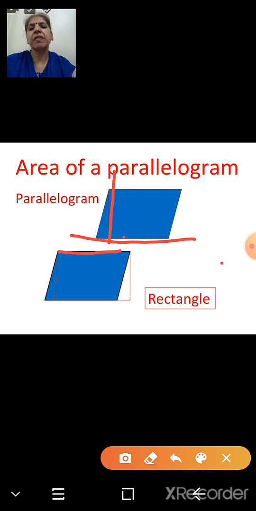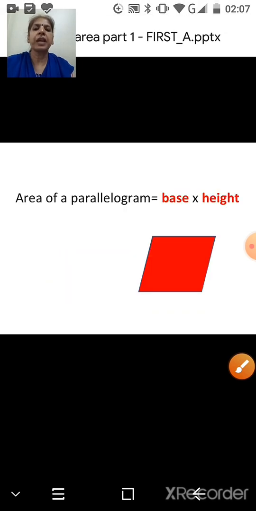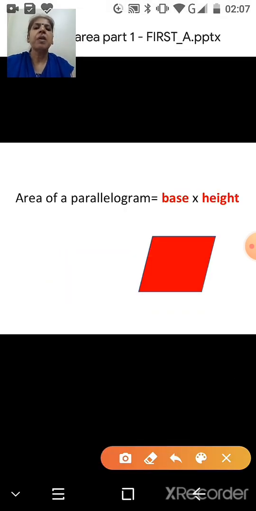Now here another figure is given. This is a rectangle. And from this rectangle, this part is cut. You can see this part is cut. And this part is added here. So it is nothing but from the rectangle a parallelogram is made. And area of a rectangle is length into breadth. One is length, one is breadth. So similarly, area of parallelogram is base into height. So we have learned area of parallelogram is base into height.